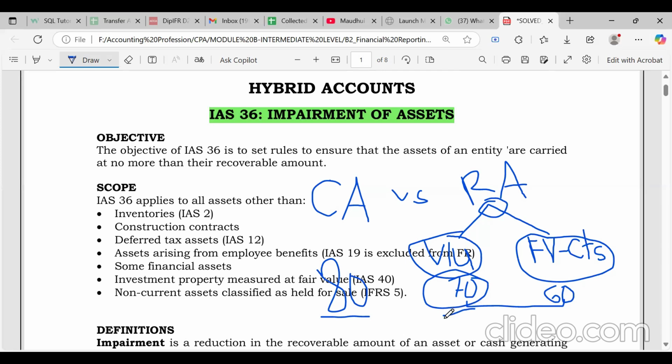So proceeding to hold 80 in the books would only show that you have overstated the assets, so we avoid overstating the assets. That's why we say it helps to set rules to ensure that the assets of an entity are carried at no more than the recoverable amount. Maybe you can have the scope here, the standard to which it applies. The scope is what I told you: there are standards which do not explain by themselves how to get the impairment, so IAS 36 comes into play.